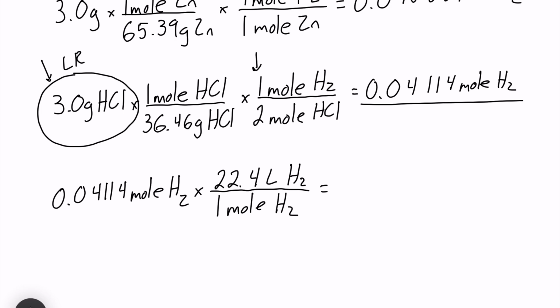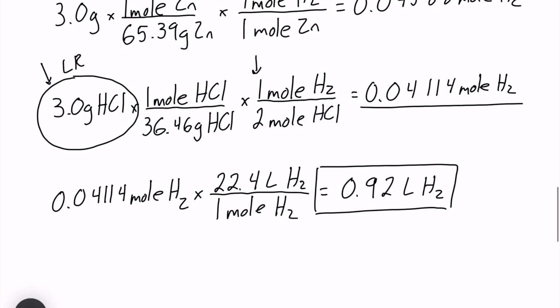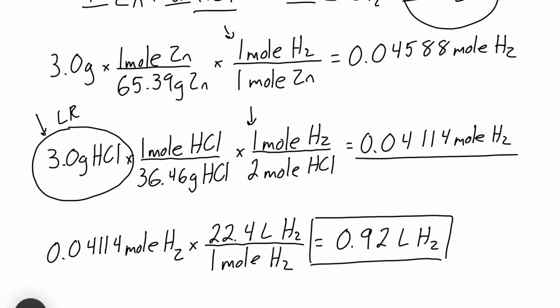So you should get an answer of 0.92 liters of H2, and those sig figs look very good. We had 2 in our question, so we're just going to keep 2 in our answer. And now the very last part of our question, it asks how much excess is left over. So students tend to get mixed up on this part a little bit, but as long as you can memorize where to start and where you're going to end, it should be okay.